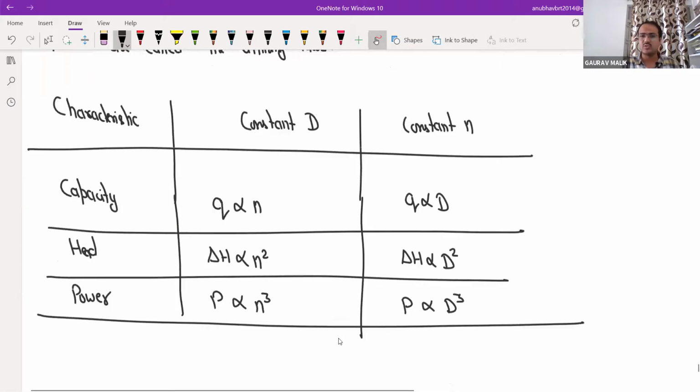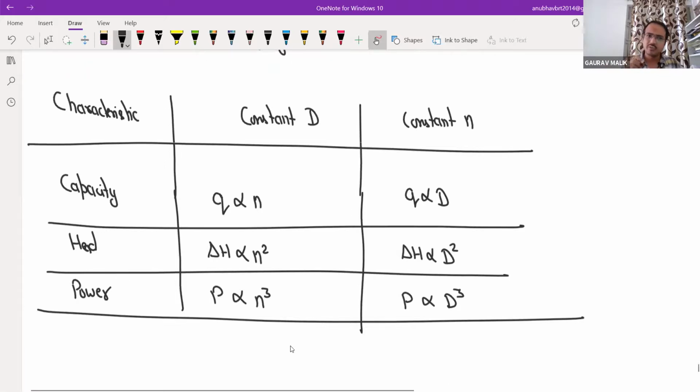So there is no chance to forget. You know ABCD. So first C, then H, then P. So capacity, head, power, 1, 2, 3. So remember, you need to remember it. It is in increasing order as ABCD as 1, 2, 3. So whenever you will forget, just try to remember ABCD. Capacity, head, power, 1, 2, and 3. Is it clear?